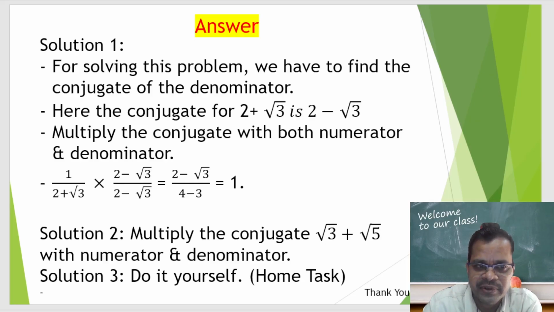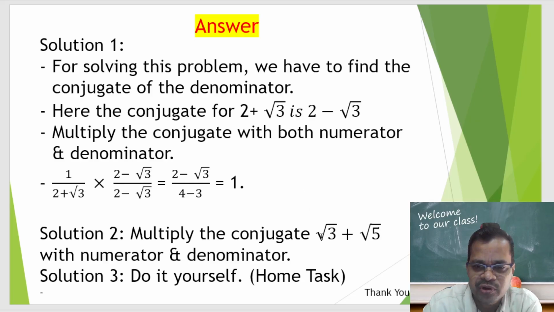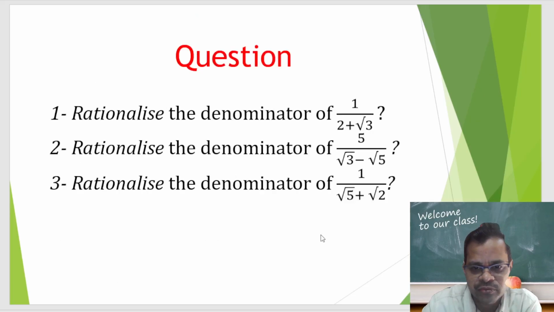So what will happen in the third question then? Here this is a plus sign, so what will you do? The conjugate will have a minus sign. So do it yourself. You just have to put a minus sign in the denominator given to us, and multiply it into both the numerator and denominator. In this way you can actually rationalize the denominator.